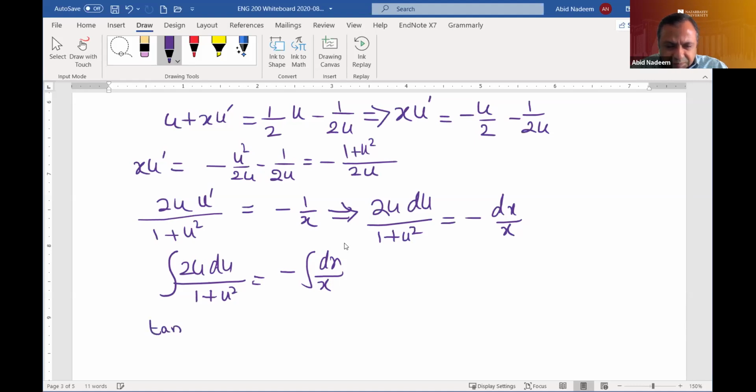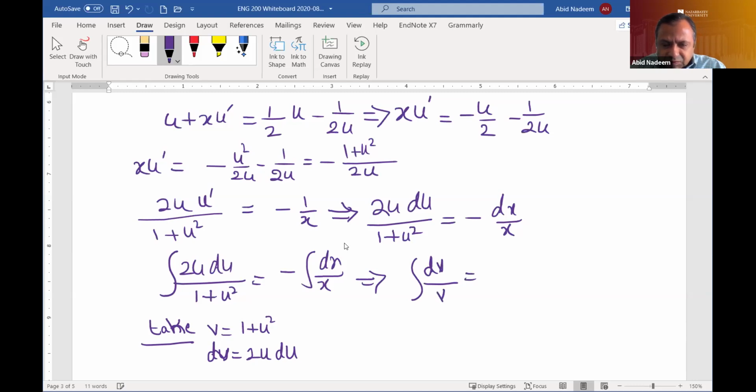For example, in this case it will be simple to take v equal to 1 plus u square, because I can see that the derivative of 1 plus u square, 2u, is in the numerator over here. So dv will become 2u du. So in this case, 2u du is dv, and 1 plus u square is v, is equal to minus dx over x.